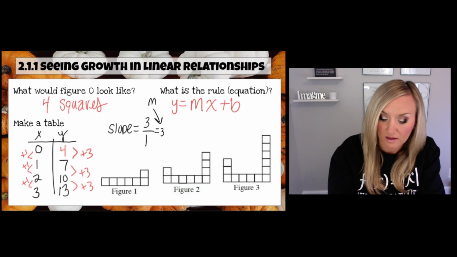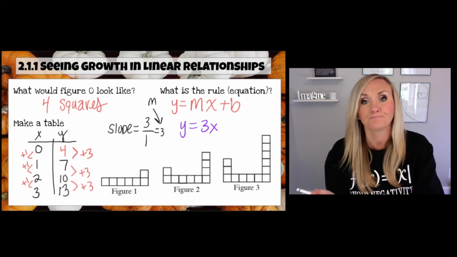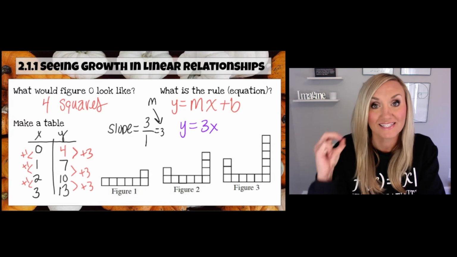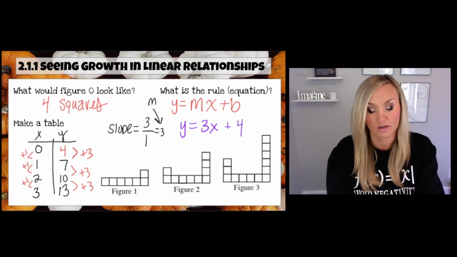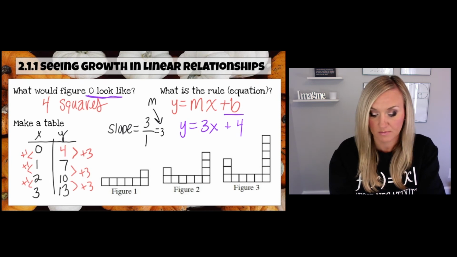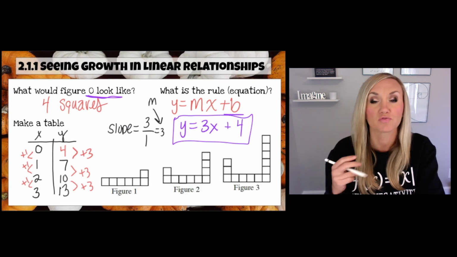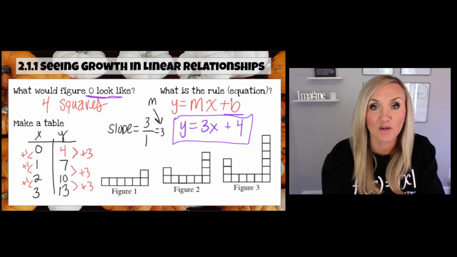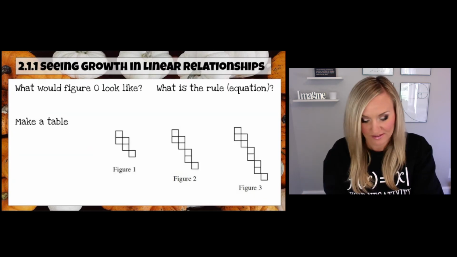So let's go ahead and fill that out. So now we have y equals 3x. And the plus b, that's the 0 figure. And our 0 figure had 4 squares. So the 0 figure is the b, and that is your rule. Y equals 3x plus 4 is the equation for that pattern. Okay, let's try another one.